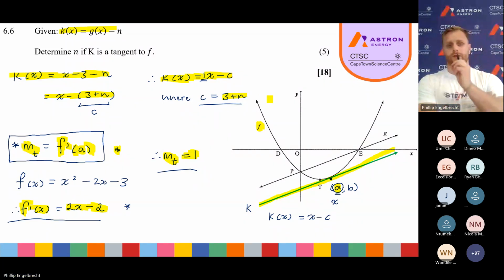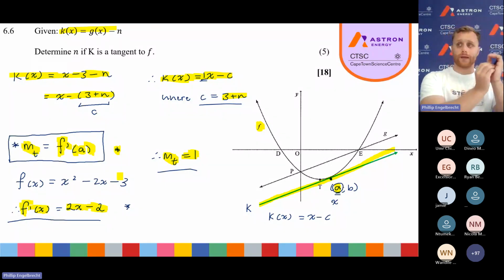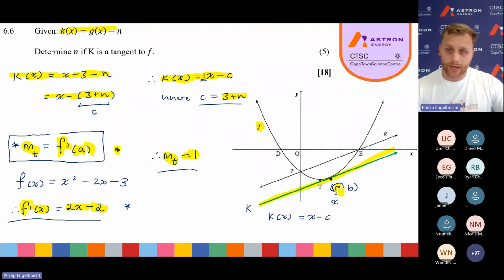Now, what do I do next? I realize that the gradient of my tangent is equal to the first derivative when x is equal to whatever value a is. Then I found what my first derivative was. So I'm just finding the information. I'm not doing anything yet. I'm just finding the stuff I need to solve this problem.